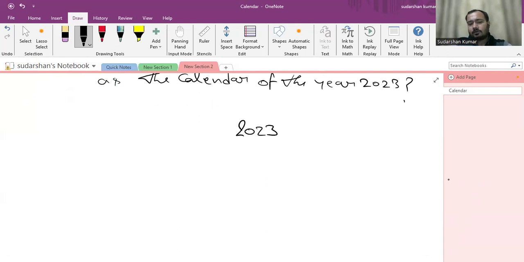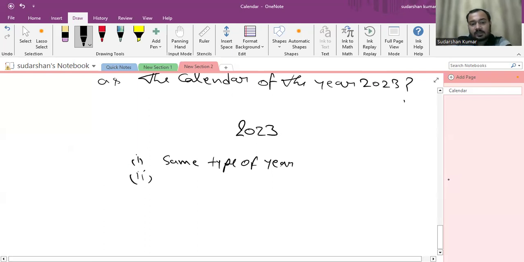So there are two conditions for the same calendar. Condition one, the first condition is same type of year. Same type of year means the number of days are same in that year. If we have a normal year, there will be a normal year, and the calendar of both years can be same. And the second condition is both years have same first days. It means they have started with the same day. These are the two conditions.